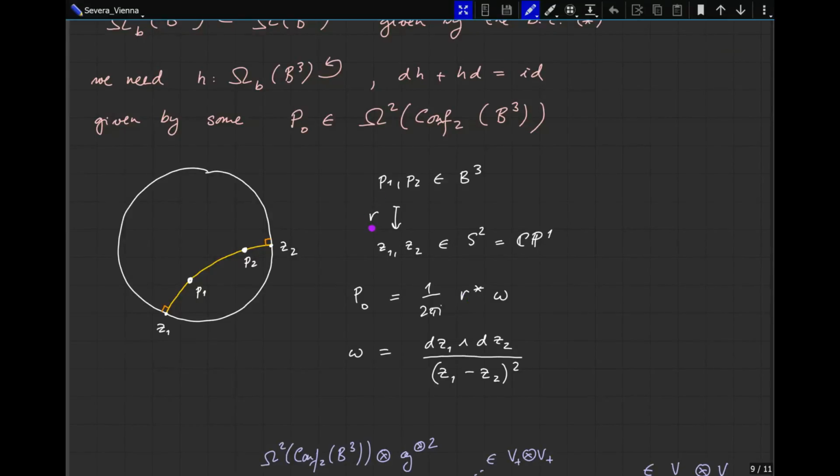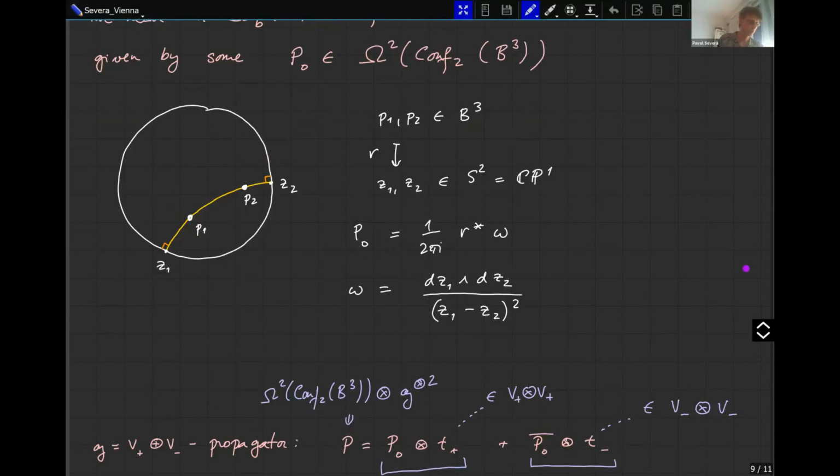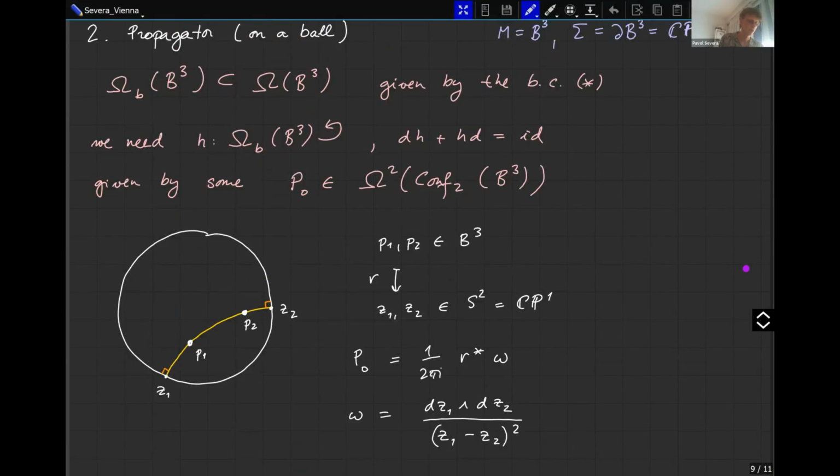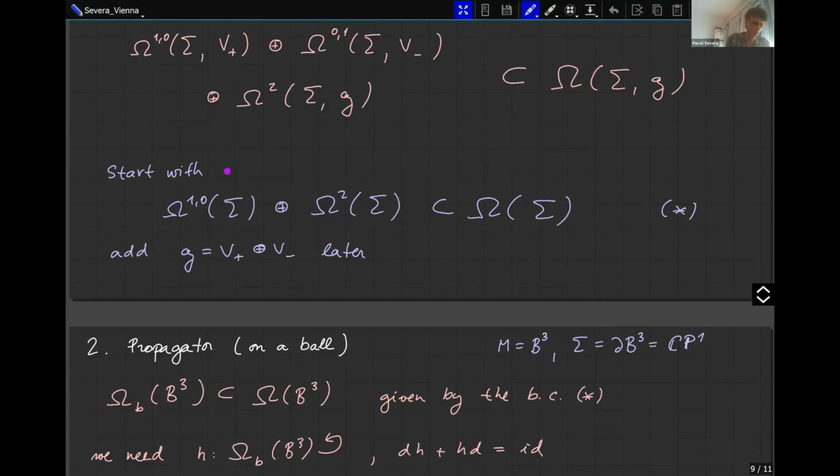Yeah, R is the map that sends P1 and P2 to those endpoints Z1 and Z2, and then we just take this 1/2 pi i times R star of omega. Okay, that's the propagator. It's the propagator for this easy case when there is no Lie algebra here and we have just that thing.